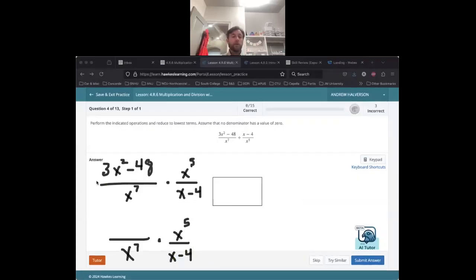The first way it factors is I pull out a GCF of 3. That gives me 3 times the quantity x squared minus 16. Can I factor that x squared minus 16 any further?